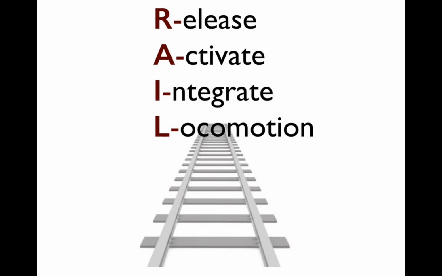Right? So let's talk about how we're going to fix this stuff now. I think we can all agree that the thoracolumbar fascia is extremely important. Now I'm going to show you how I recommend that we fix it through the RAIL system: release, activate, integrate, locomotion. So the release is going to be release soft tissue, release joint.